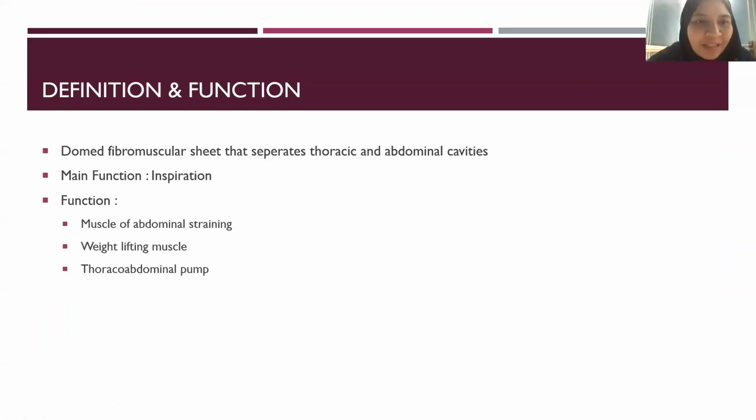But the diaphragm, what is the diaphragm? The diaphragm is a dome-shaped fibromuscular sheet that separates the thoracic and abdominal cavities. So it's the separation. And what is the main function of the diaphragm? Mainly it is for inspiration. But there are other functions, such as being a muscle for abdominal straining, where it assists the muscles of the anterolateral abdominal wall to increase the intra-abdominal pressure. So it helps to support the vertebral column during the lifting of a heavy object, and also for straining, for defecation, and also micturition.